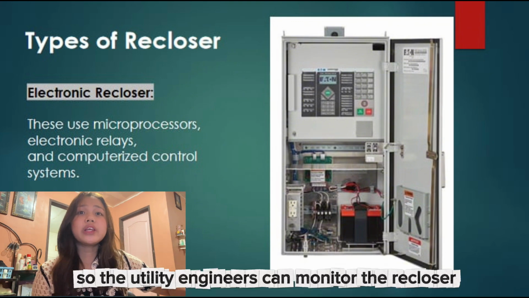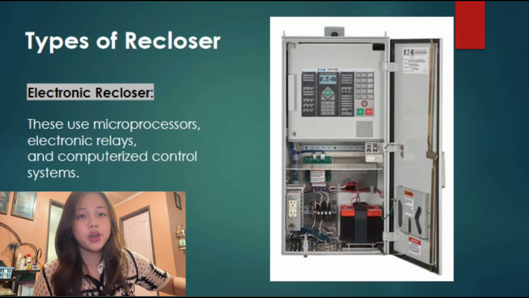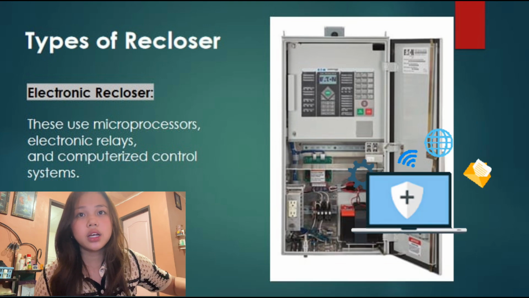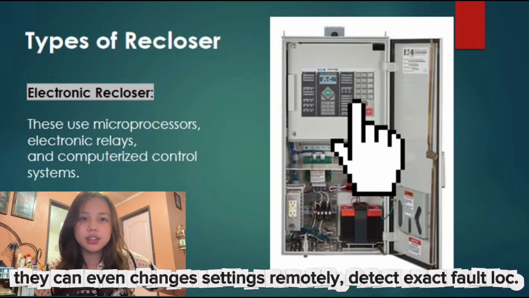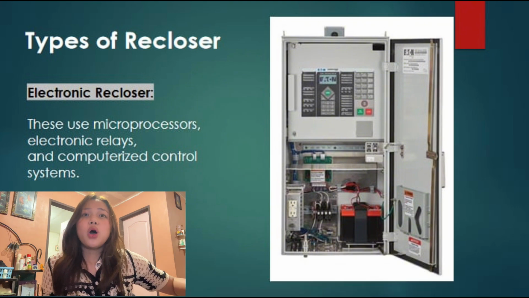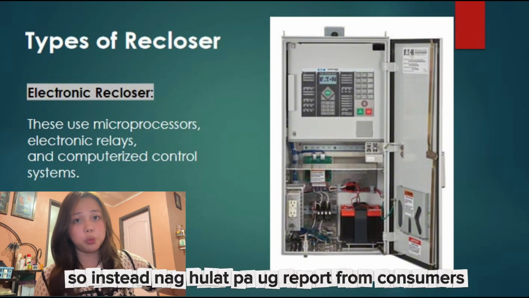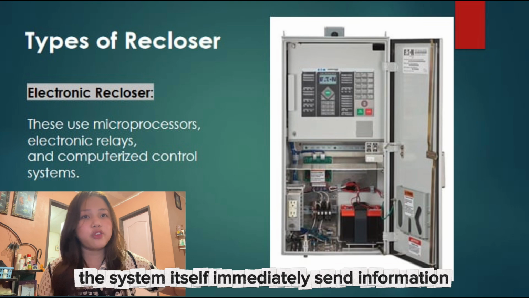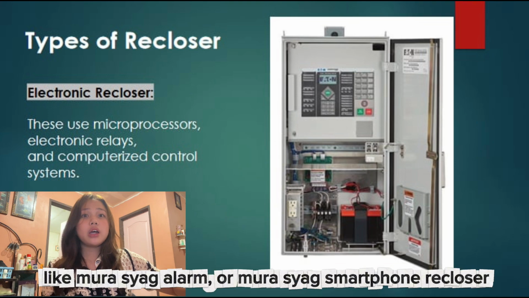So, the utility engineers can monitor the recloser using computers from the control center. They can even change setting remotely, detect exact fault location, analyze disturbance in a real time. So instead nga naghulat pa o report gikan sa consumer, the system itself can immediately send fault information. Like mura siya alarm ba or mura siya smartphone version ng RECLOSER.